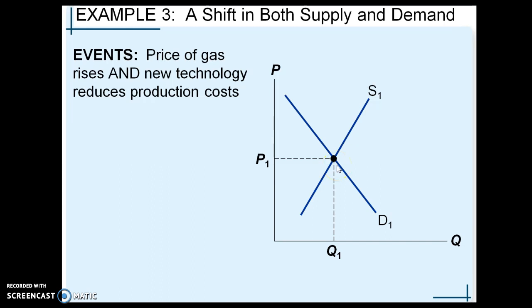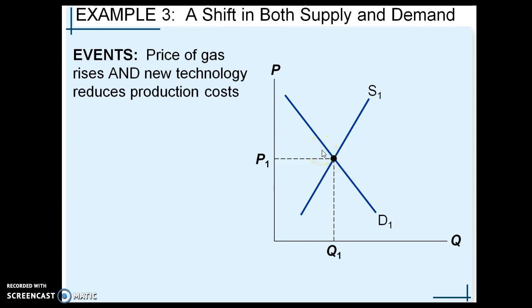So let's just look at this real quick. Take the gas prices rising. That causes more demand for hybrids. More demand for hybrids causes a higher price in the marketplace. Take the other one, the technology for sellers. That would shift supply to the right, and shifting supply to the right creates a lower price in the marketplace.